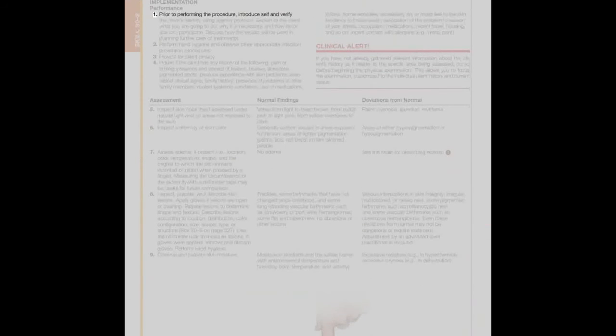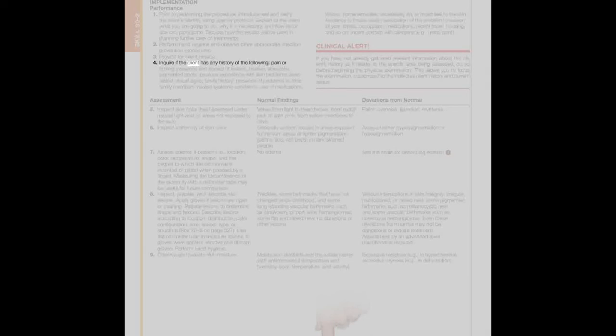Implementation. Performance: 1. Prior to performing the procedure, introduce self and verify the client's identity using agency protocol. Explain to the client what you are going to do, why it is necessary, and how he or she can participate. Discuss how the results will be used in planning further care or treatments. 2. Perform hand hygiene and observe other appropriate infection prevention procedures. 3. Provide for client privacy.